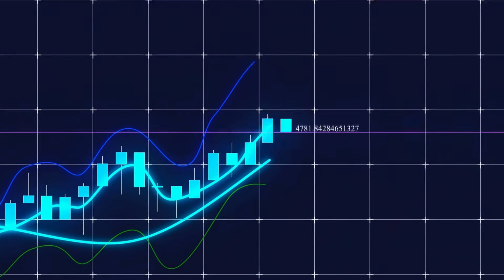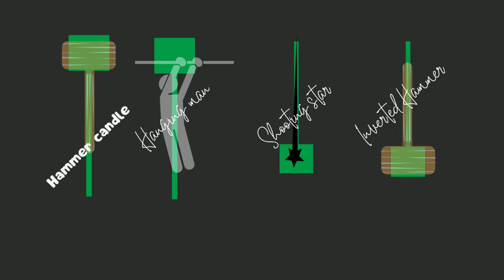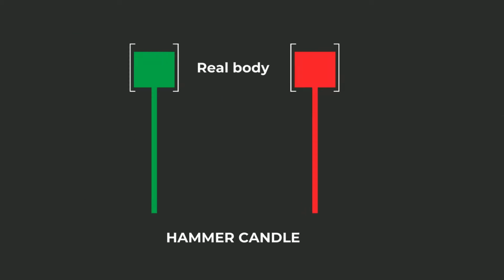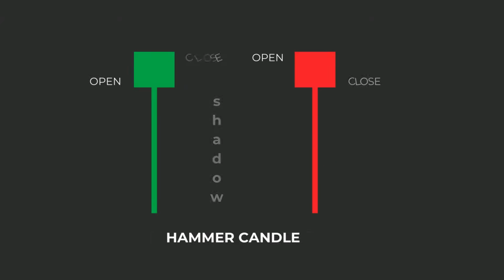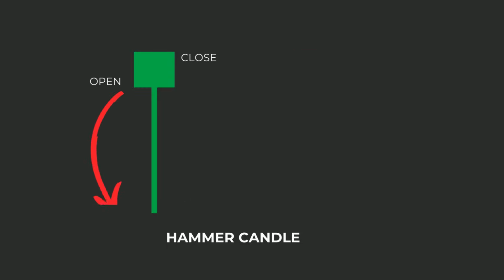Introduction to the hammer candle in the umbrella group. The hammer candle is part of the umbrella group of candlestick patterns. Hammer candle characteristics: the real body is small and located at the upper end of the trading range. The real body's open and close are near the lower shadow. There is a long lower shadow, at least twice the length of the real body, which indicates that prices dropped significantly during the trading period but rebounded to close near the opening price.